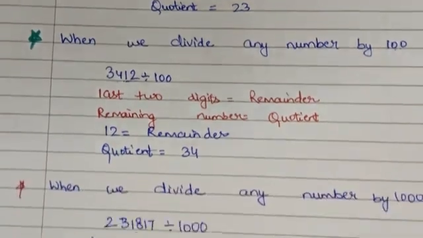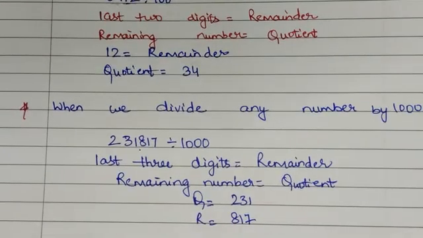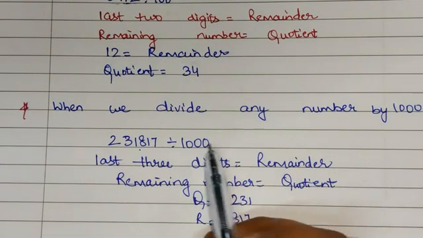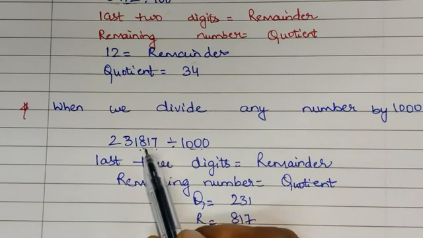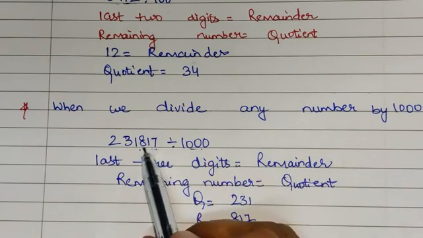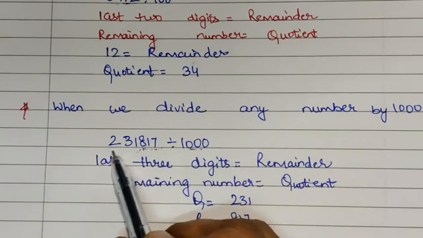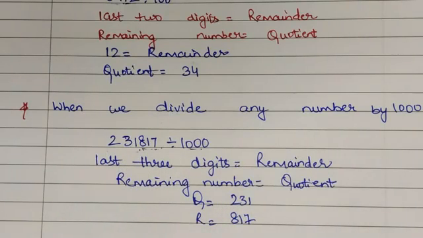Now if we divide any number by 1000, then what happens? 3 zeros are there. So the last 3 digits, that is 817, this is the remainder, and the remaining digits, that is 231, that will be our quotient. First of all, you will count the number of zeros and according to the number of zeros, the last digits will be the remainder and the remaining digits will be the quotient.